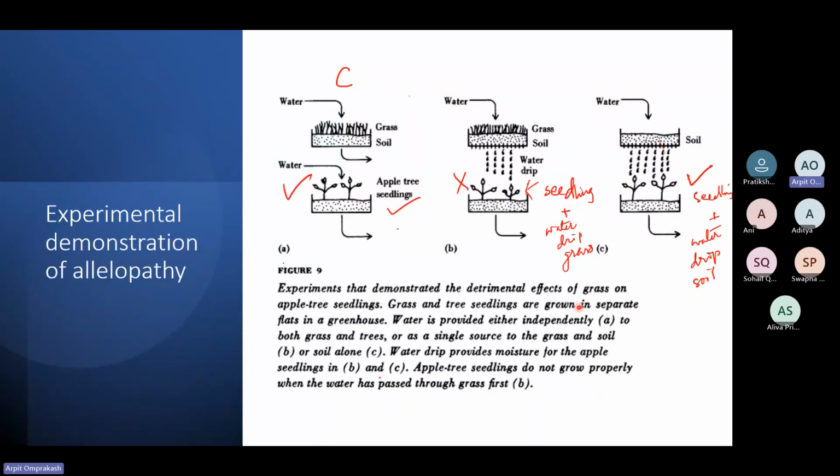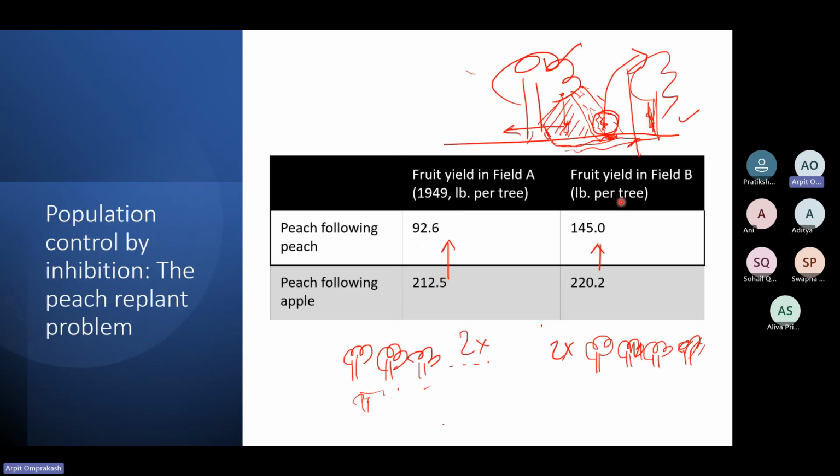Then we talked about allelopathy, and how experimentally we can demonstrate that. Here is your control: your apple seeds are growing properly. Here water is dripping from grass, and the seedling is not growing properly. Here water is dripping from soil, so this is a negative control, where you want to see if the soil is doing anything. This is a positive control. You see that here nothing is happening, here nothing is happening. The only thing that's happening is here, where your plants are not growing. So you say that it is because of the grass: the grass is secreting something.